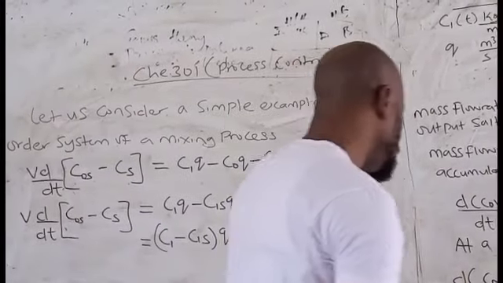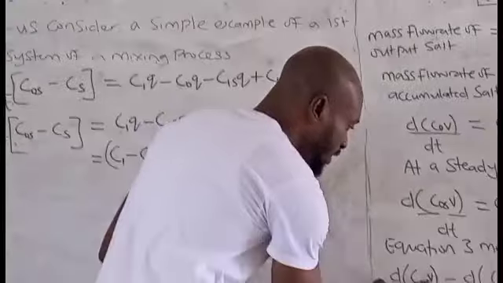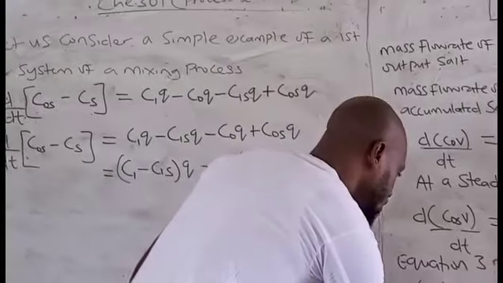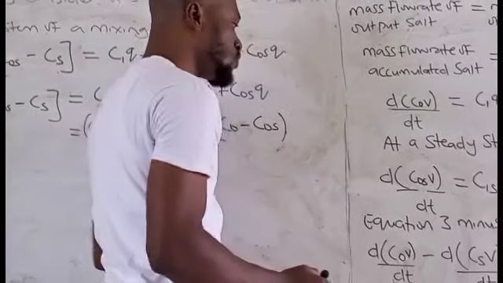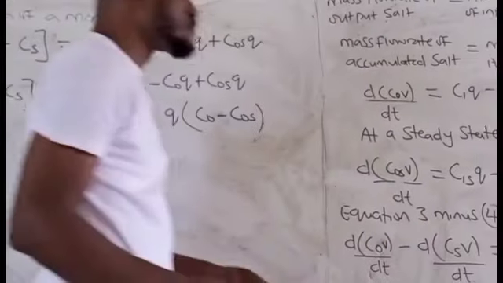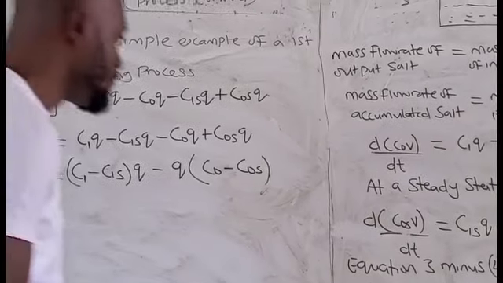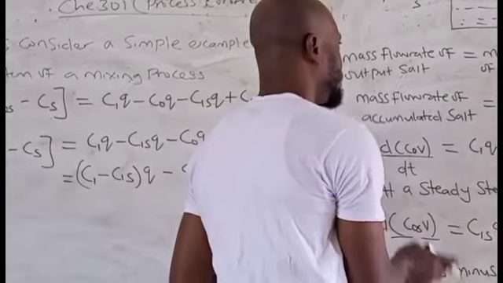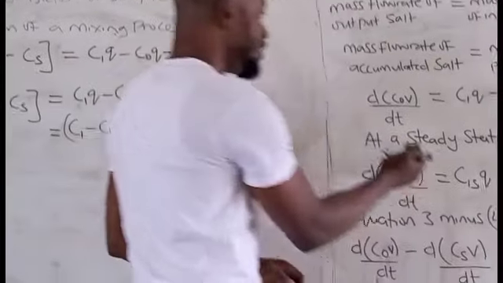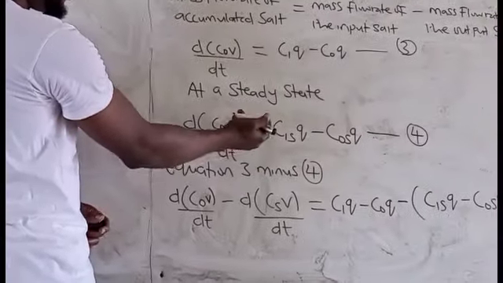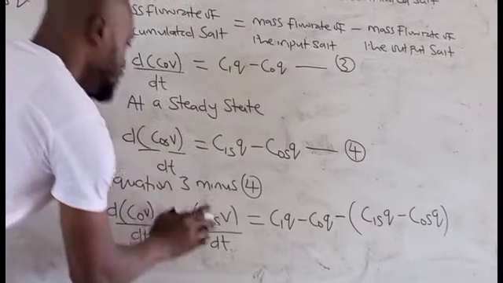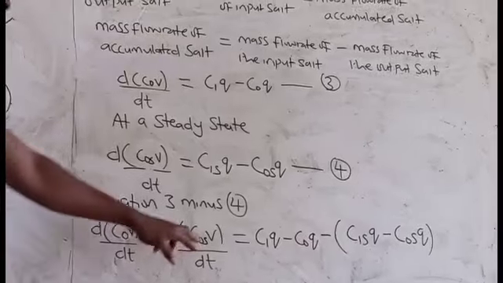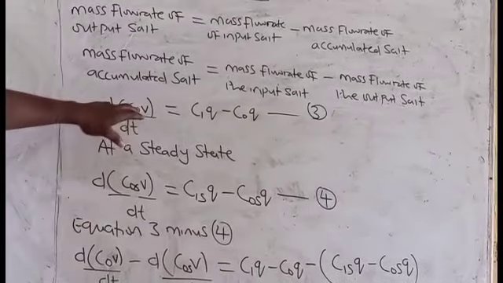So this one now will be like CO, because this one now is equation 3. So equation 3 multiplied by it will be COV, then minus this one that is here now. That is the one of equation 4. It will now be COS, because this one now is at steady state. The first one is not at steady state.